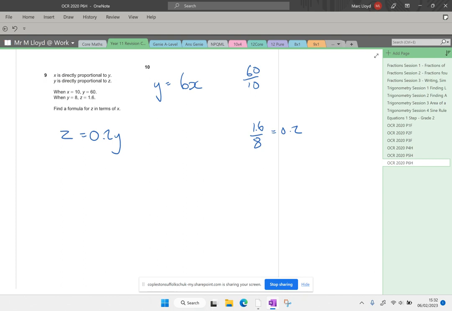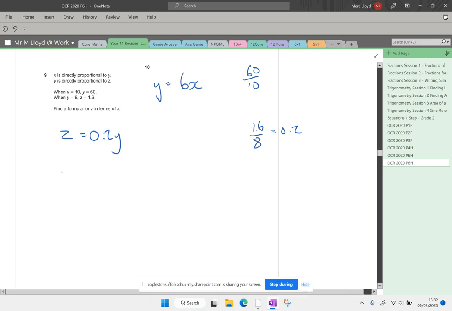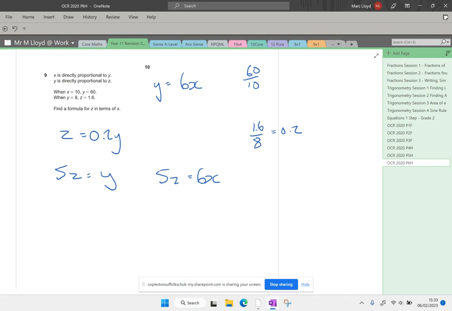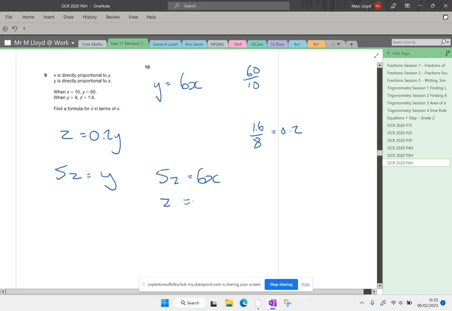So right, now I've done that, I can equate this. So z equals 0.2y. 5z will equal y. Therefore, 5z should equal 6x. And therefore, z should equal 6 over 5x. Or alternatively, z should equal 1.2x. There we go. Okay, happy with that?